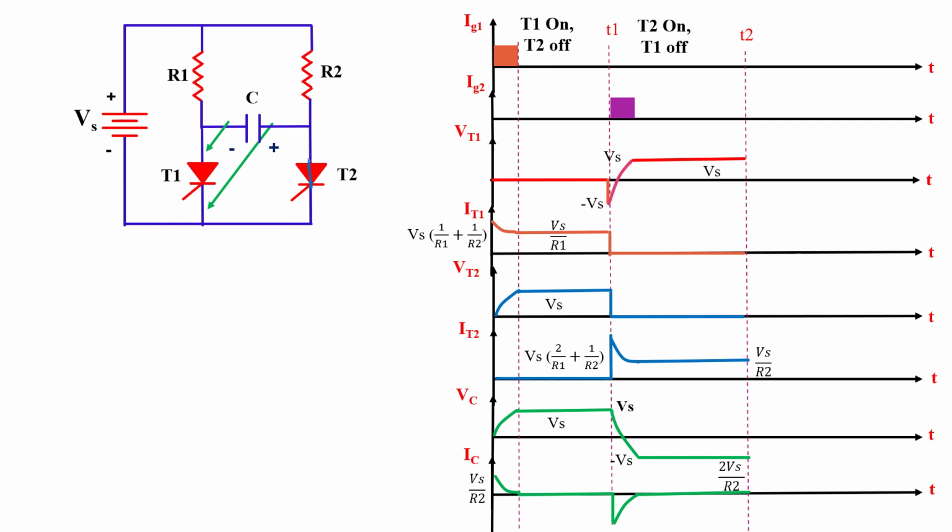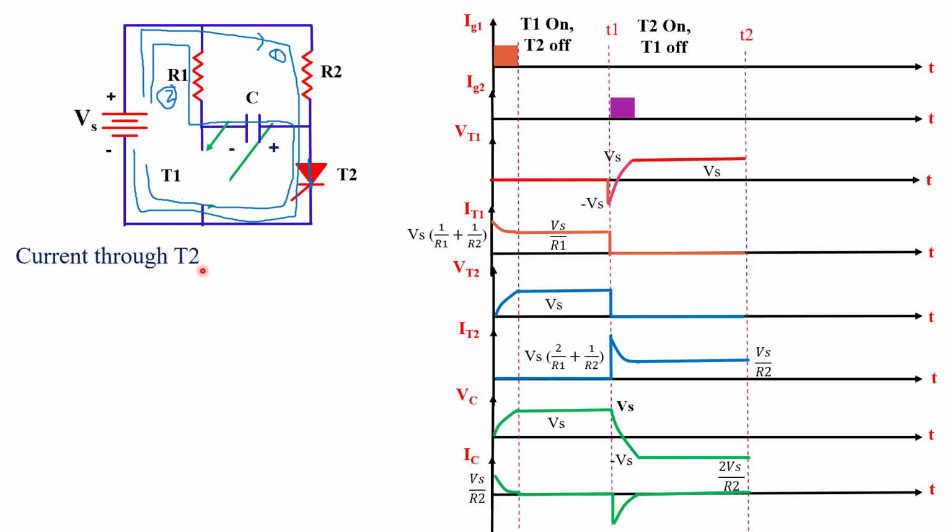Now again current flows through the T2 thyristor from two loops. The first loop is from the supply voltage, R2 resistor, T2 thyristor, and back to the supply voltage. This is loop 1. In loop 2, current flows from the supply voltage through the R1 resistor, through the capacitor, the T2 thyristor, and back to the supply voltage. This time, we have to calculate how much total current flows through the T2 thyristor.